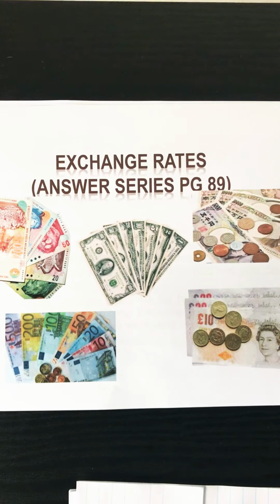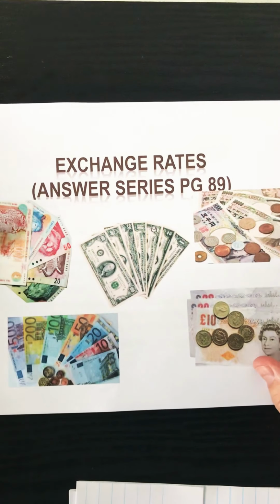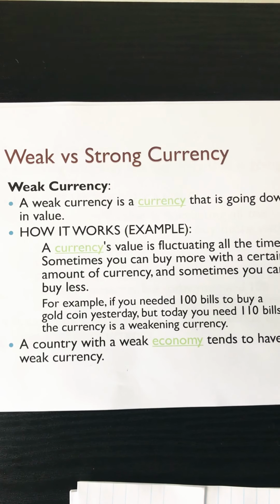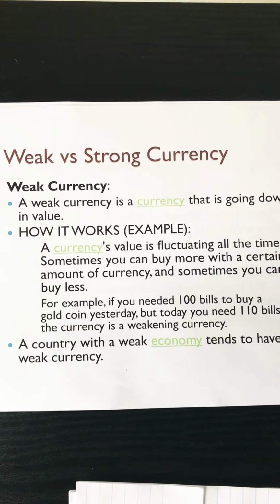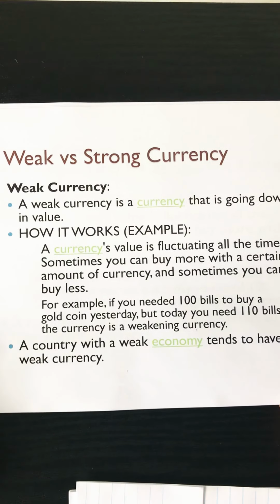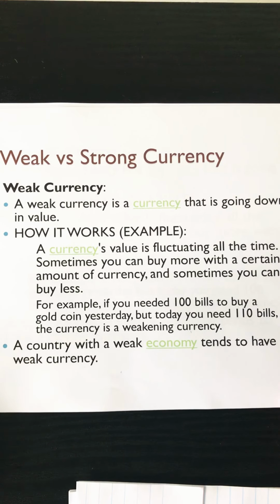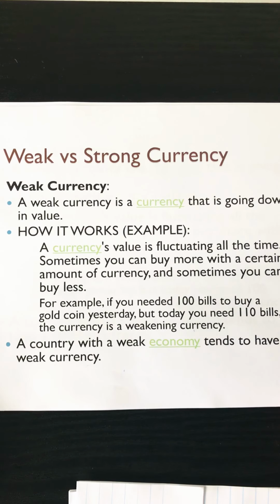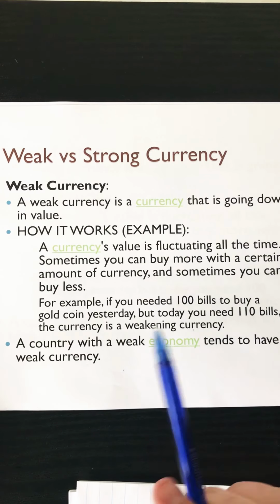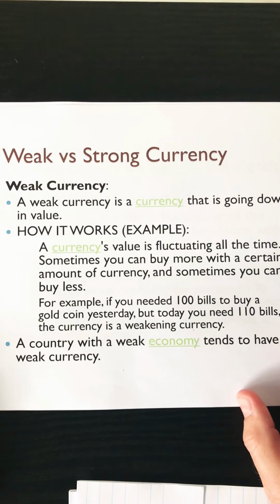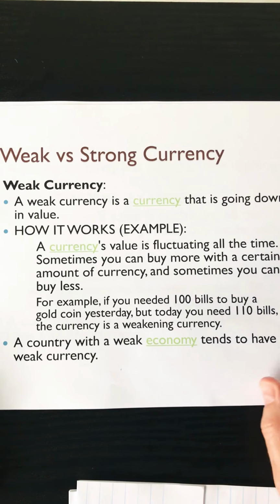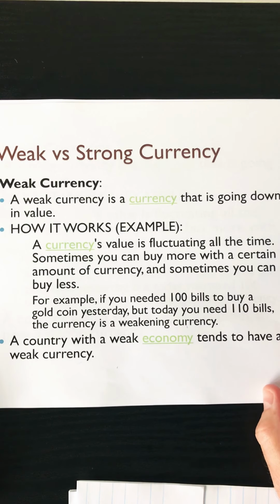Okay. So if you go to page 2 of your Moodle notes, let's take a look at weak currencies versus strong currencies. So a country's currency is weak when there is a low demand for that country's currency. So a weak currency is a currency that is going down in value. So how will this work? How will you identify when a country's currency is weakening?